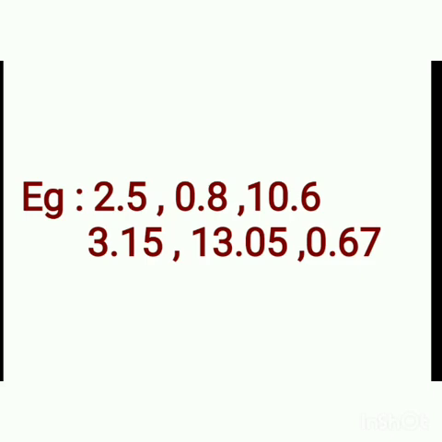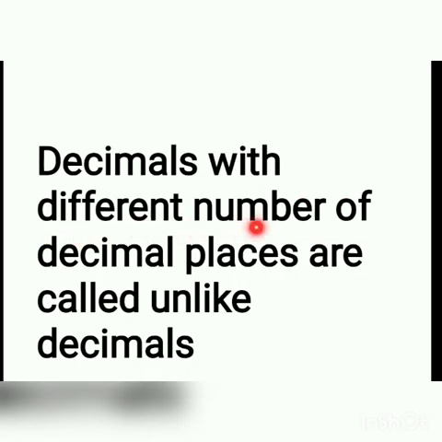So what will be unlike decimals? Decimals with different number of decimal places are called unlike decimals. So if they have different decimal places, then they are unlike. See, here you have after the point 1 position, here you have 2 digits, here you have 3 digits. So these 3 decimals are unlike decimals. Here also 34.097, here you have 3 places. Here 0.34, here you have 2 places. Here 7.1, you have 1 place. So this is unlike and like decimals.